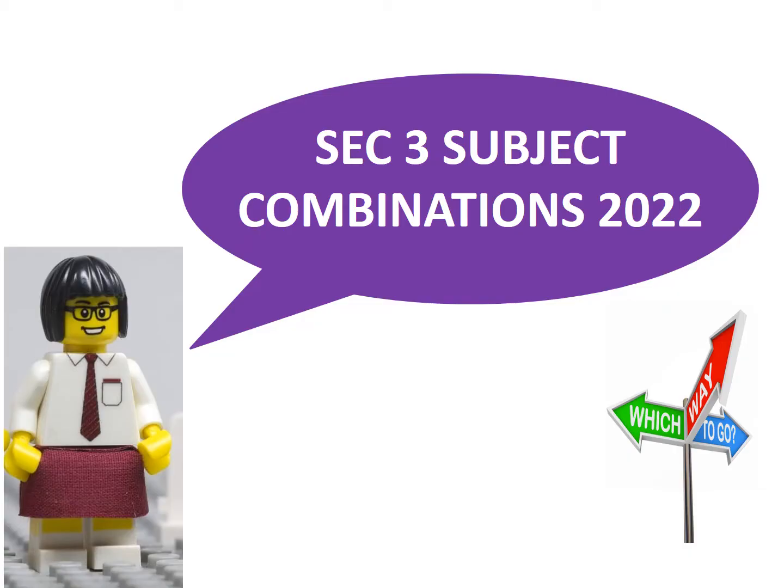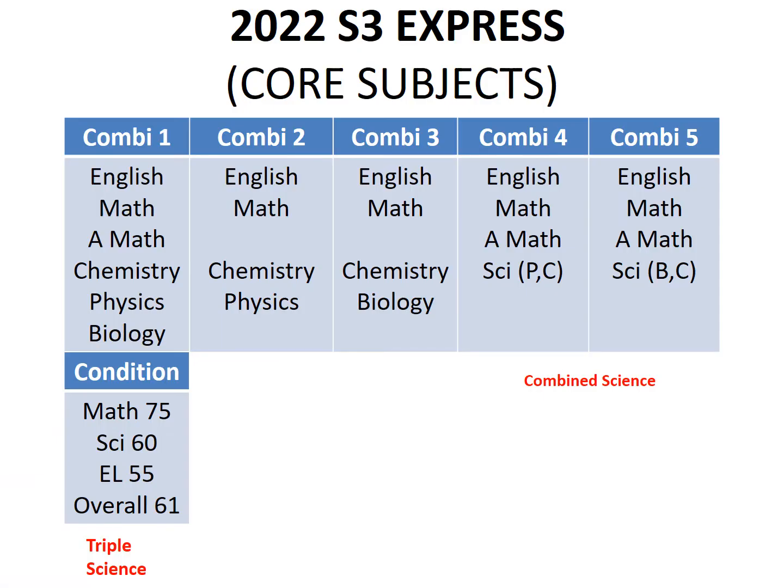Let's look at the Sec 3 subject combinations. This slide shows the various combinations for science subjects. In Combi 1, it is a triple science class where students will study pure chemistry, physics, and biology. To ensure that the students are able to take the rigor of the pure science syllabus, there are conditions to be met. And they are mathematics 75%, science 60%, English language 55%, and overall percentage of 61%.